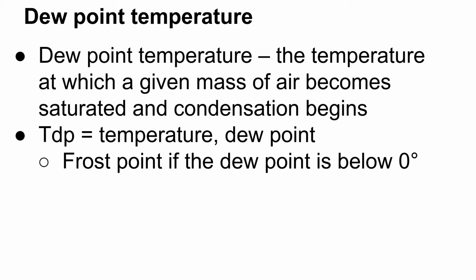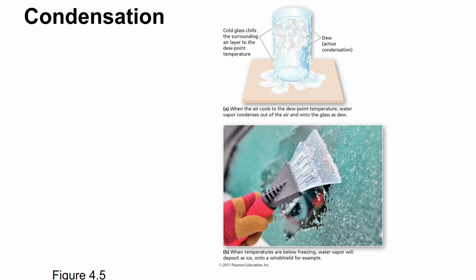If the dew point's below zero, it's given as a frost point because the water vapor will sublimate out and become ice directly. It won't condense and become liquid if it's below zero. Some examples of frost and condensation. Clearly, in both cases, the air was saturated. Otherwise, the frost wouldn't have sublimated. Otherwise, the water vapor wouldn't have condensed out on the glass.